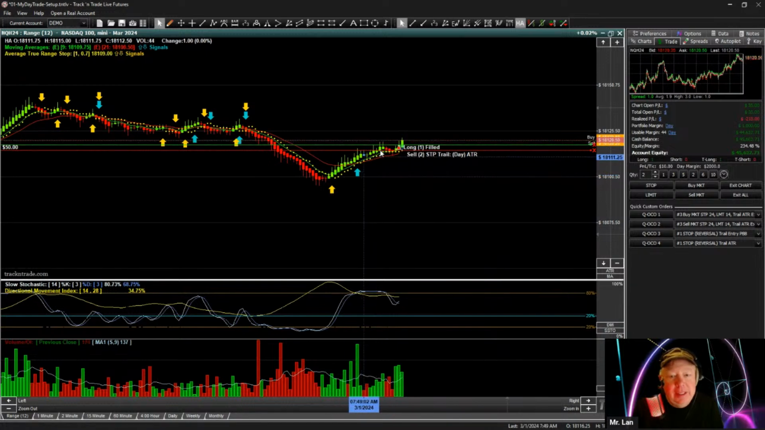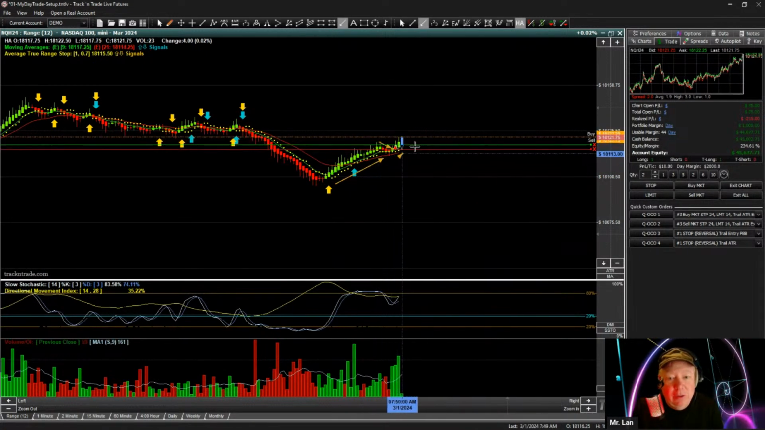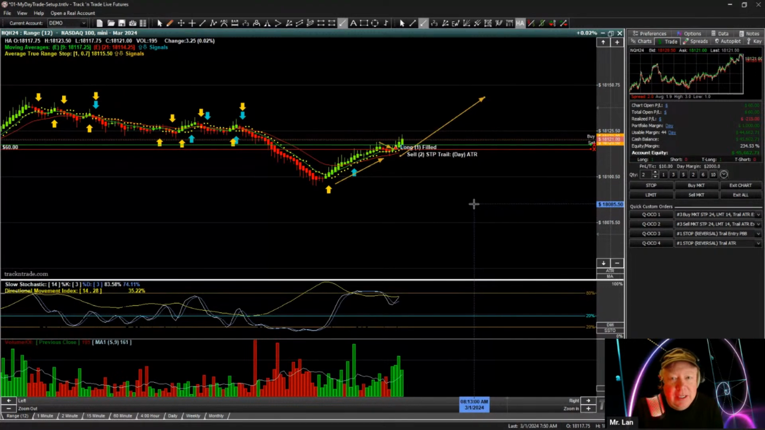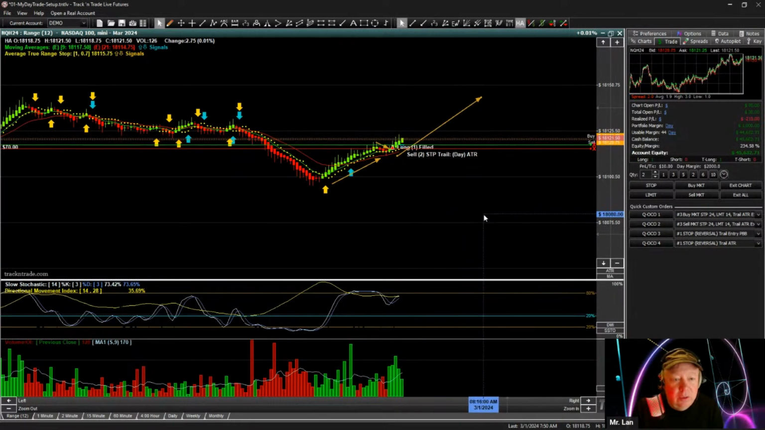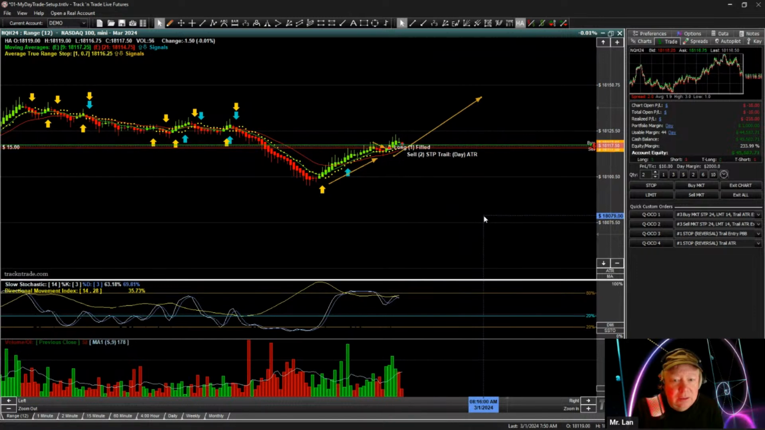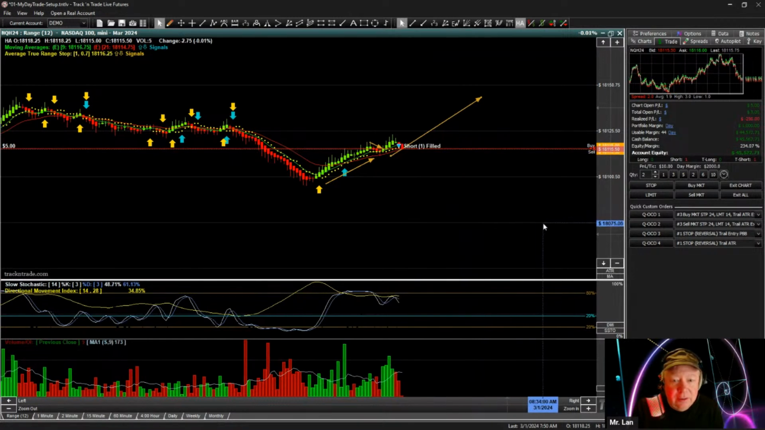Okay, there's our little ABC. That's our little pattern we're looking for, right? Greens with a little red pullback, and then we're looking for the next leg up. That's your ABC. No, don't die on us. It died on us. You worthless little pig.